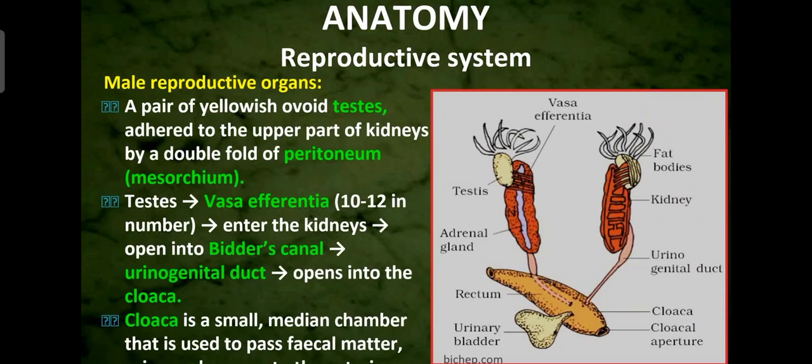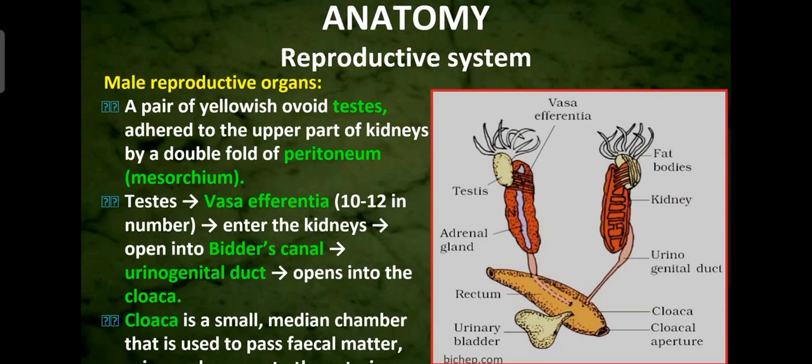So first we will study the male reproductive organs. In the diagram you can see, as I tell the structures, you have to observe them in the diagram. This is the male reproductive system. Which are the organs? It consists of a pair of yellowish ovoid testes. Testes are the first organs.